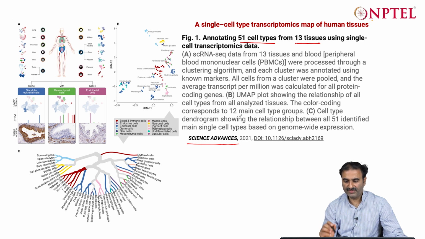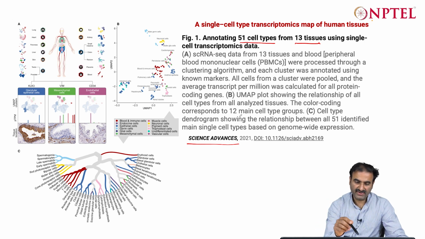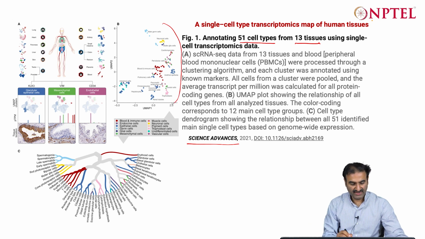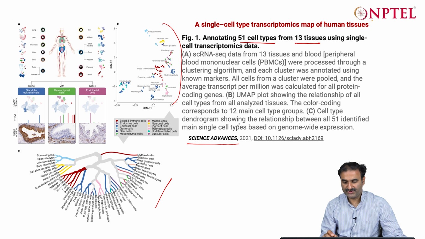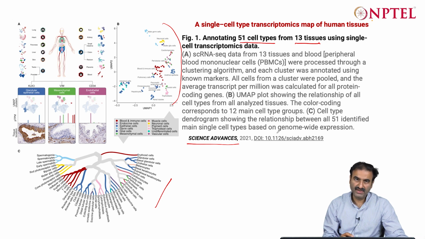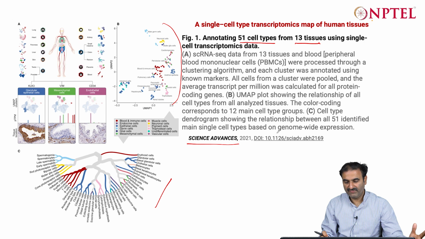The color coding corresponds to 12 main cell type groups. So this color coding that you see is from the main 12 cell types, and in figure C you can see the cell type dendrogram showing the relationship between all 51 identified main single cell types based on genome-wide expression. Here you can see how we can cluster these 51 different single cell types and understand the relationship between them.